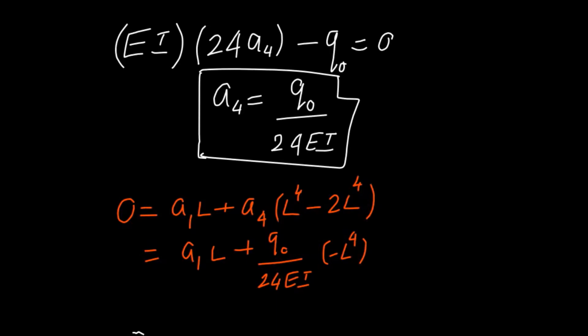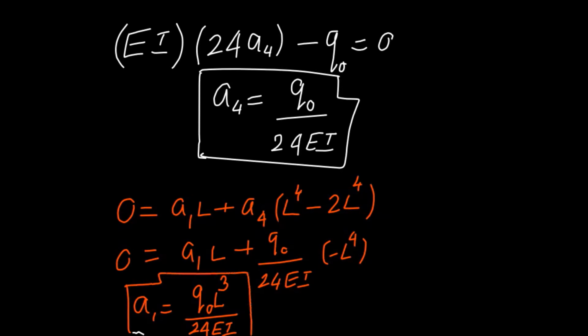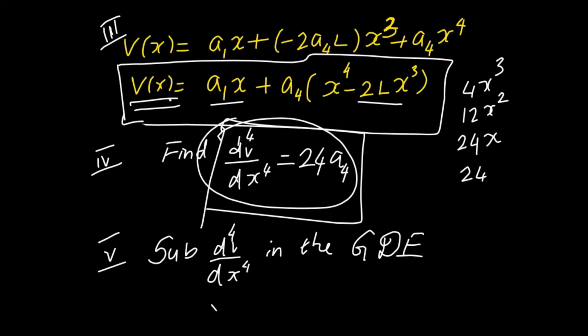What will you be getting in the next step? You will get the value of A1. So what is the value of A1? The value of A1 is Q naught L cube divided by 24 EI. That is the value of A1. Look at the modified trial solution. In it, we have got the value of A1 and we have also got the value of A4. So all you have to do is substitute the value of A1 and A4 in this particular trial solution. The problem is over.